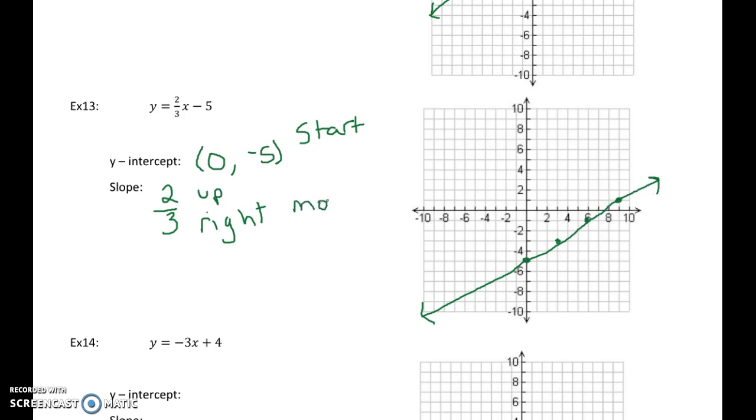So that's how you move. You start at your y-intercept and move with your slope. Last example here.